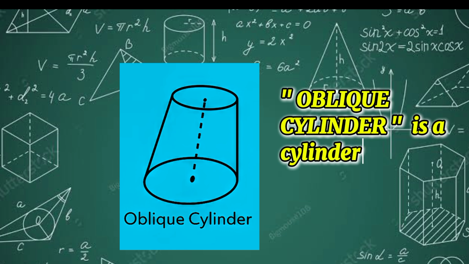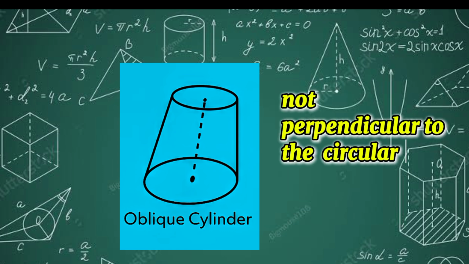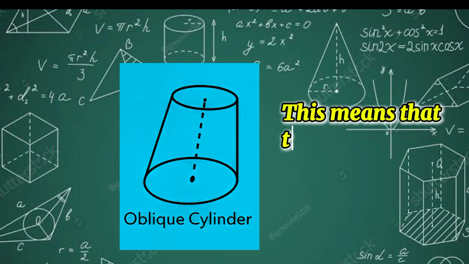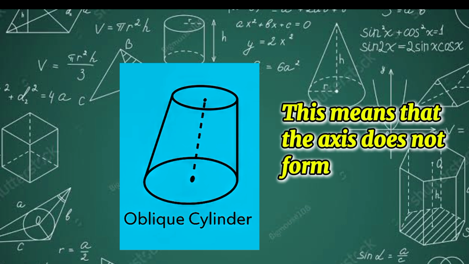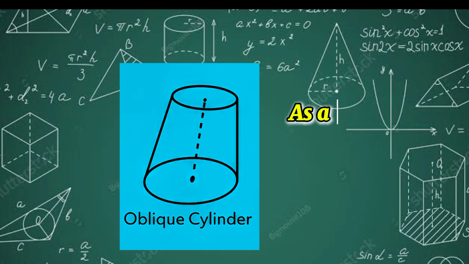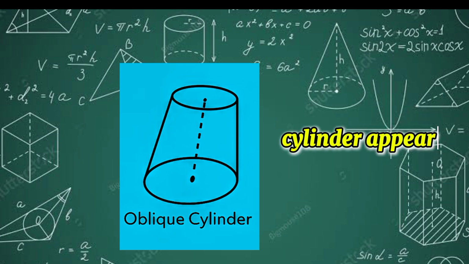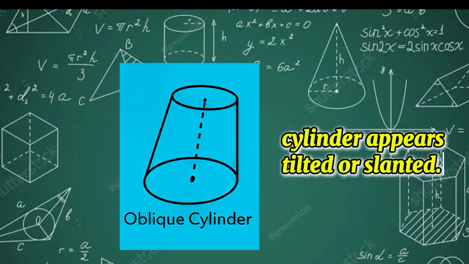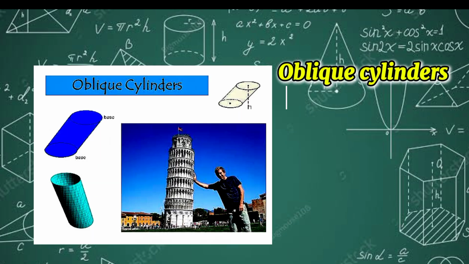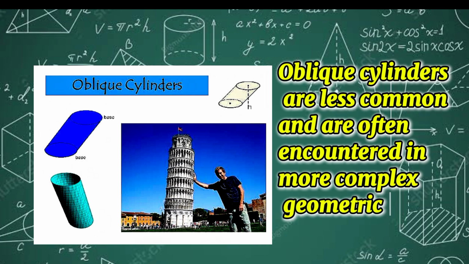An oblique cylinder is a cylinder in which the axis is not perpendicular to the circular bases. This means that the axis does not form a right angle with the plane of the bases. As a result, the shape of an oblique cylinder appears tilted or slanted. Oblique cylinders are less common and are often encountered in more complex geometric structures.